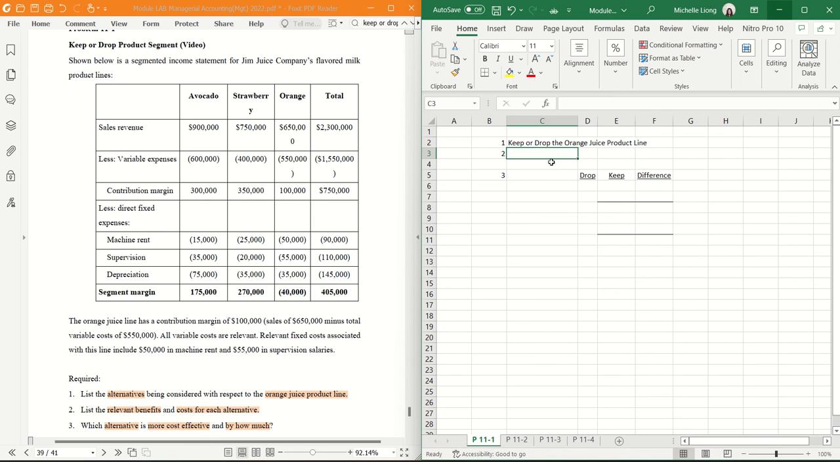So what if you keep it, and what if you drop it? The relevant benefit of keeping orange juice will include all of your sales, and right here we can see that the relevant benefit of keeping the line includes gross revenue of 650K.